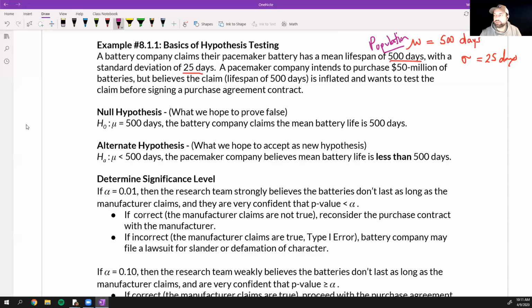This is the population, okay? All their batteries. A pacemaker company intends to purchase $50 million of batteries, but believes that the claim of a 500-day lifespan is inflated. And so they want to test the claim before signing a purchase agreement. So what is the null hypothesis? The existing hypothesis from the population says that the average is 500 days. This comes from the population, okay? The pacemaker company is going to submit an alternative hypothesis that the average number of days for the lifespan is actually less than 500 days.